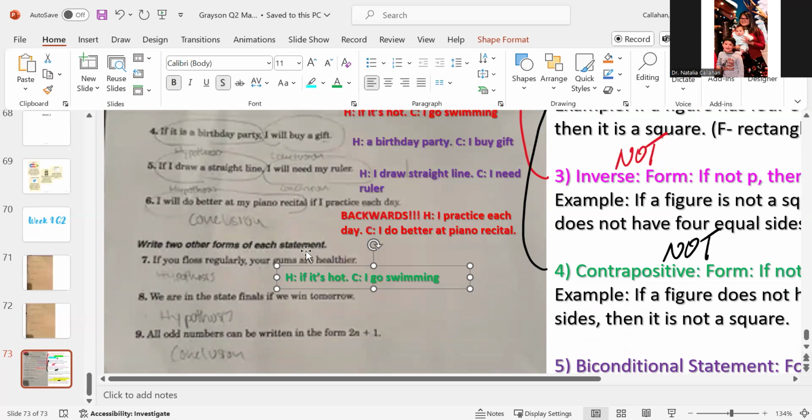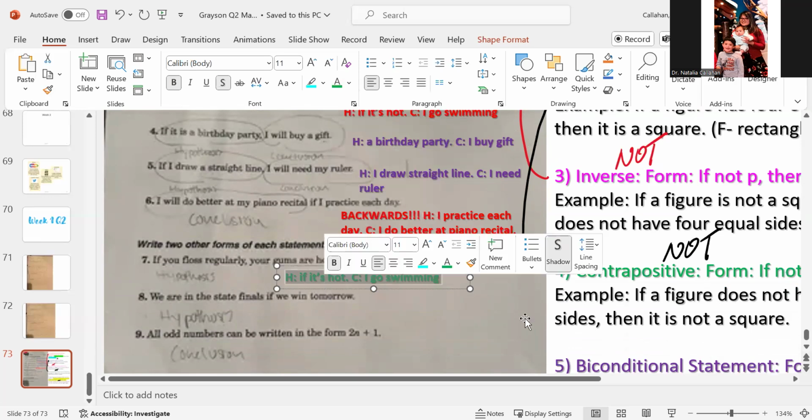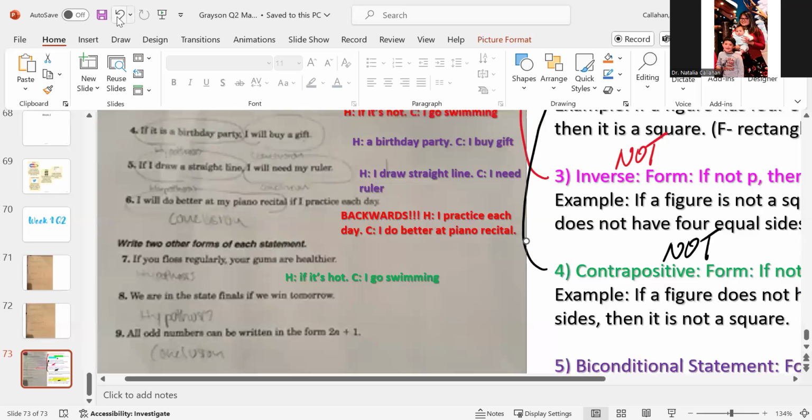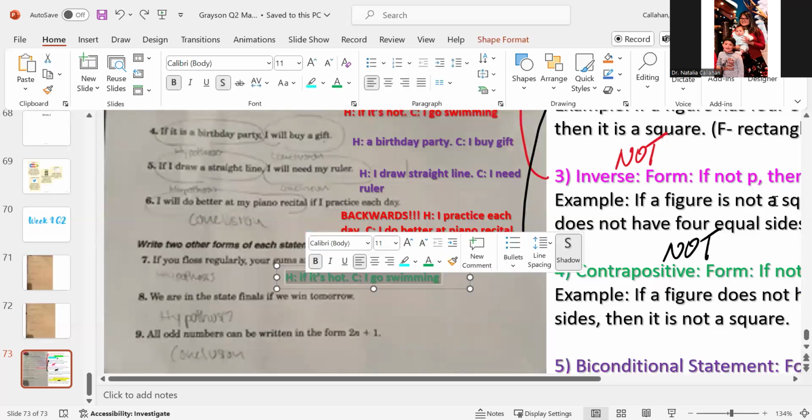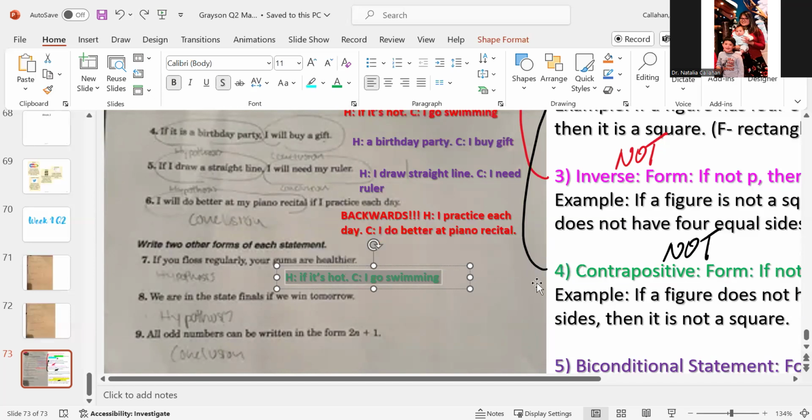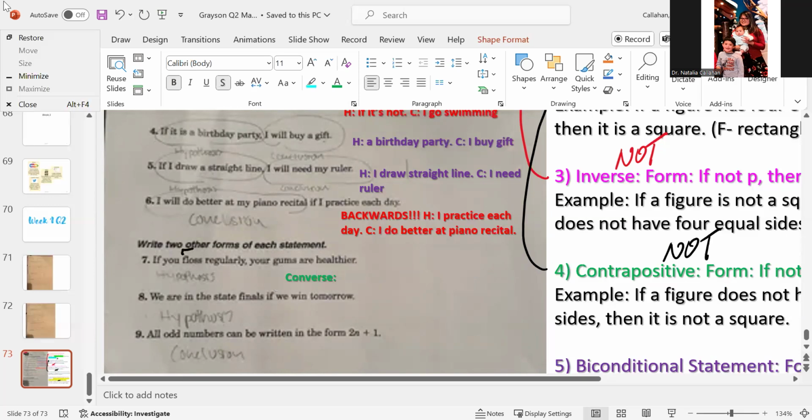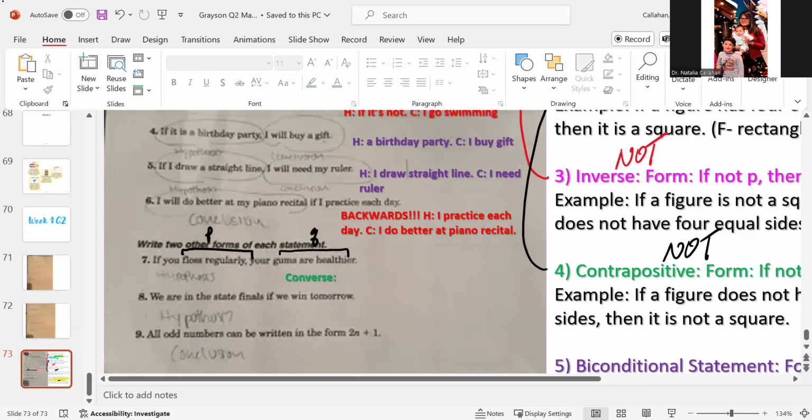Okay, write 2 other forms of each statement. Read the first one, number 7. If you floss regularly, that's the conditional statement, right? If you floss regularly, your gums are healthier. So let's do the converse. What would be the converse? Because the conditional right here is this. Floss regularly is P, correct? Gums healthier is Q. This is an if P, then Q. This is called a conditional statement.